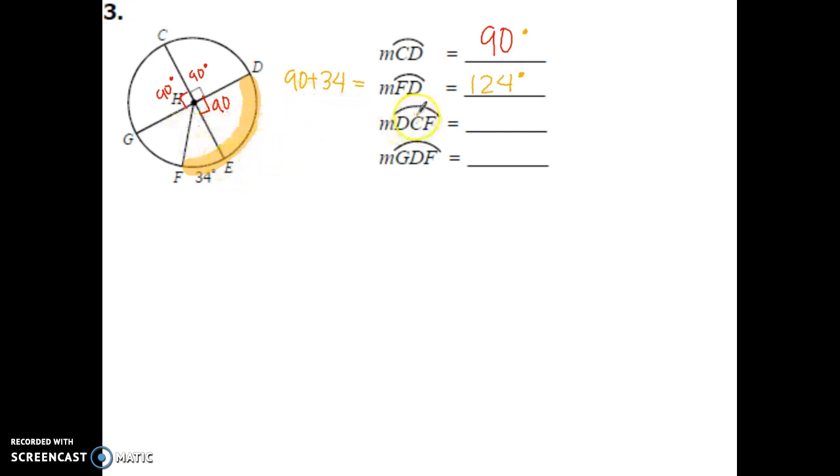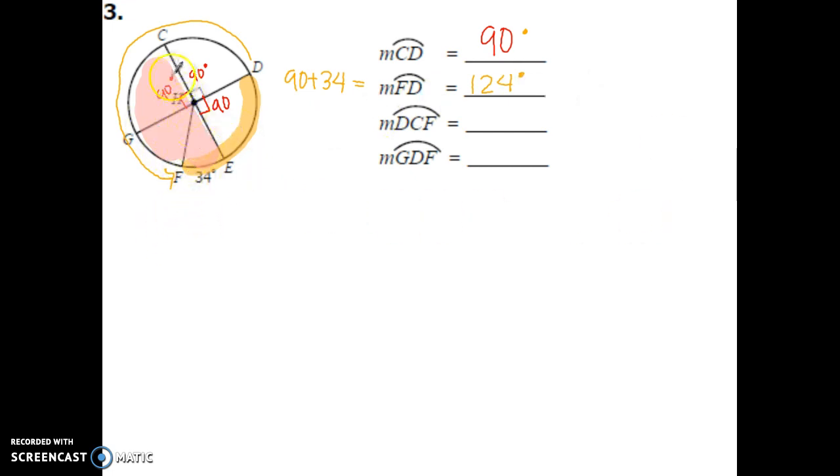Then we are looking for arc DCF. So that is this entire thing right here. DCF. So for DCF, I know 2 of these are 90, because they form a half circle. But here we also have another half circle. And that makes it very easy to find arc GF.